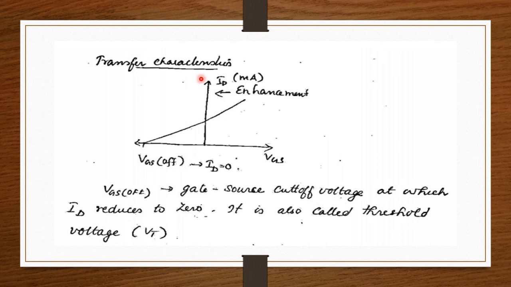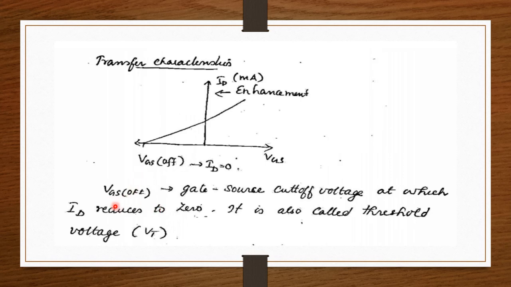Next is the transfer characteristics. Transfer characteristics is the variation of ID with VGS. So when we find this variation, you get a curve like this. In the case of JFET, we get a curve like this only from IDSS to VGS off. Here we get this additional part, which is the enhancement mode. On the right side of the curve, we get the enhancement mode, and on the left side of the curve, we get the depletion mode.